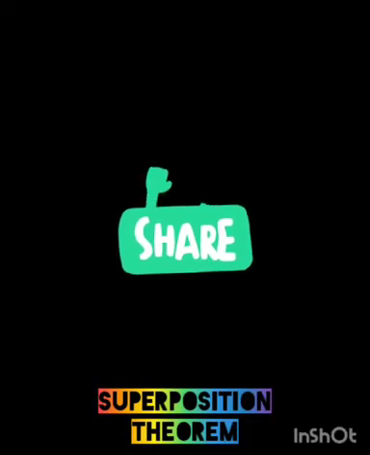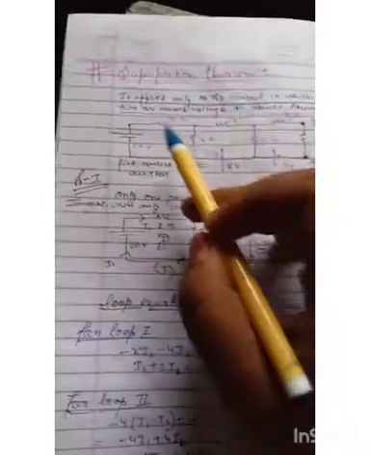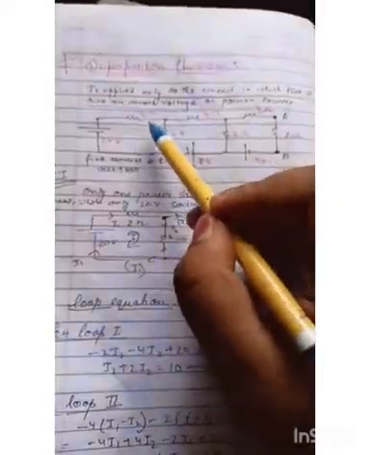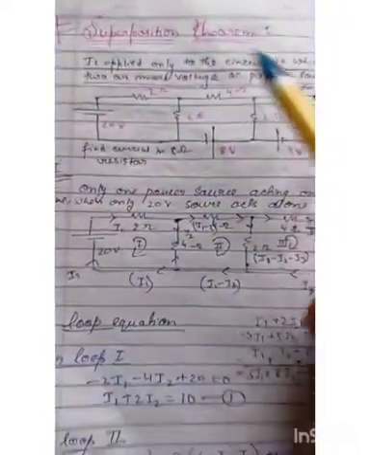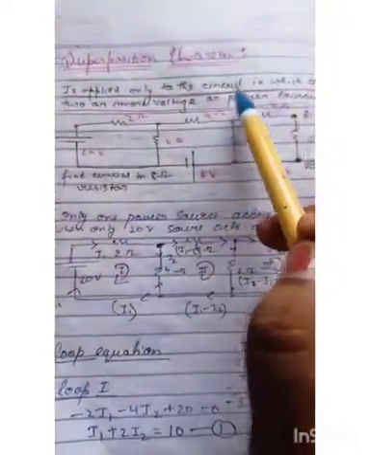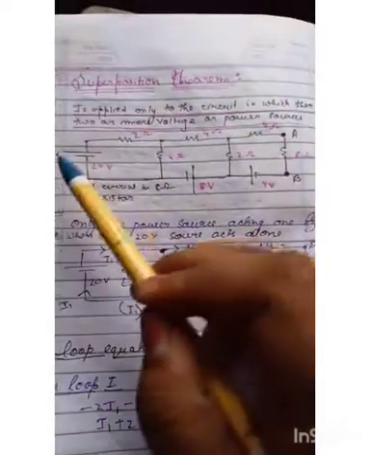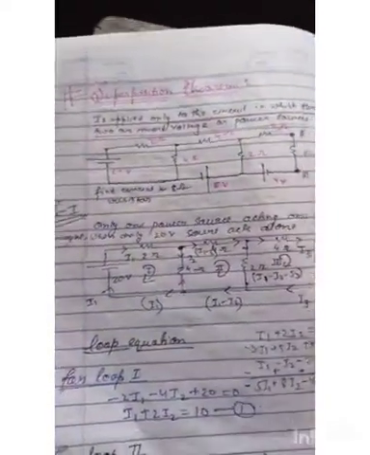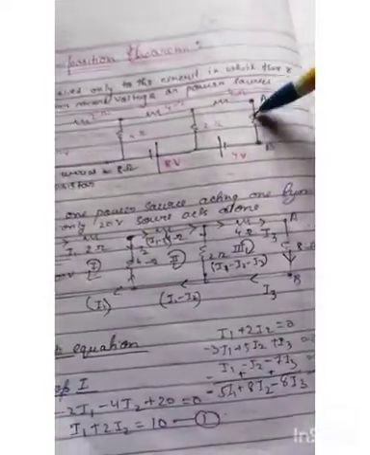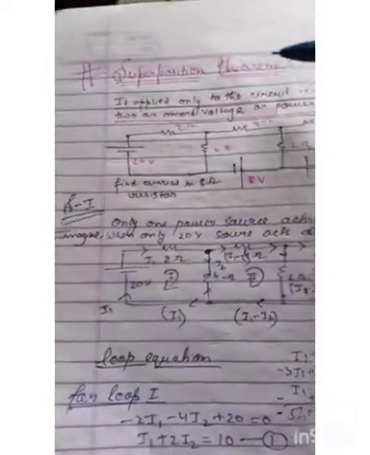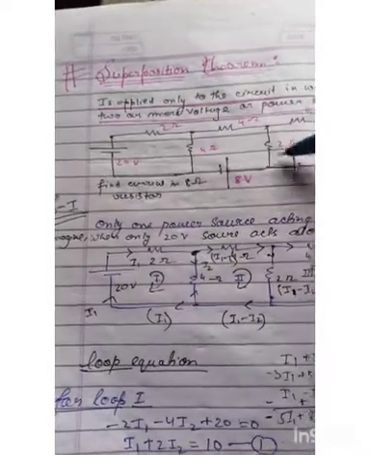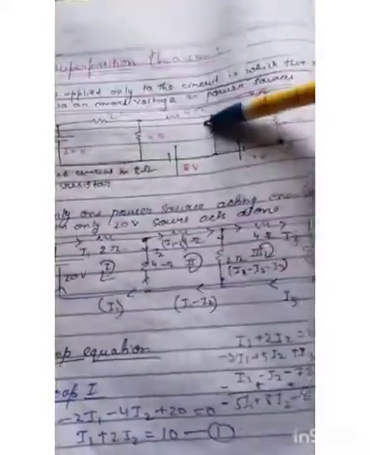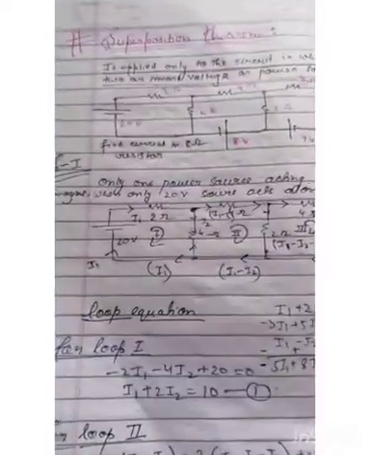Now the next is superposition theorem. Let's have a look what is the purpose of superposition principle. It is applied only to the circuit in which there are two or more voltage or power sources. Let's take a question, try to understand about this theorem. We will take the same question that we took in Thevenin's theorem and Norton theorem. Now let's have a look.